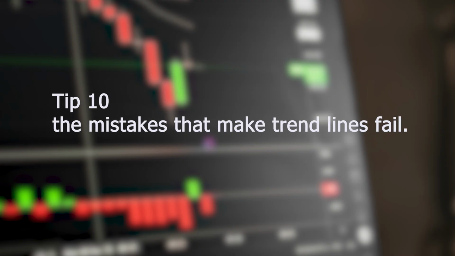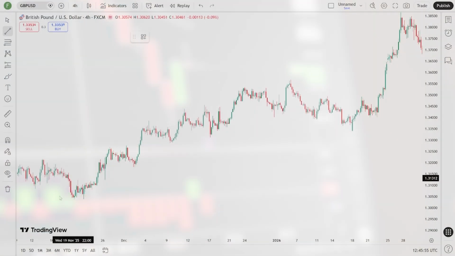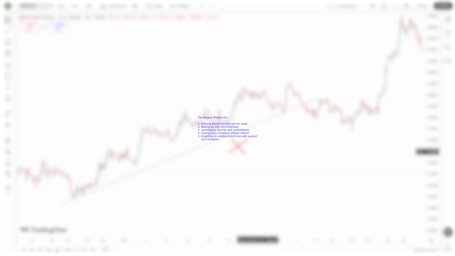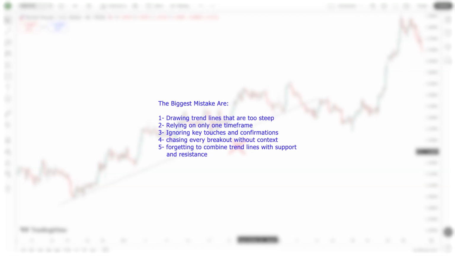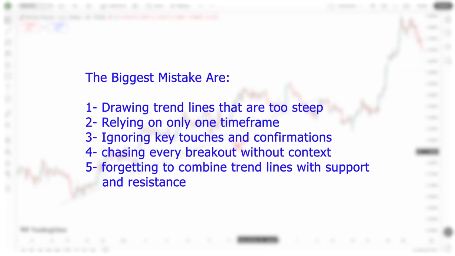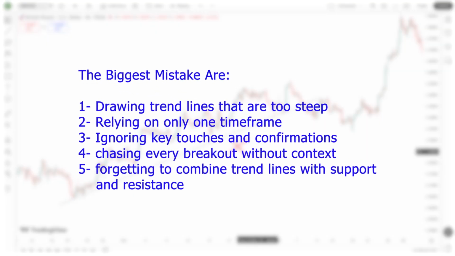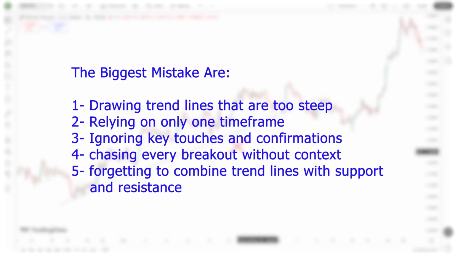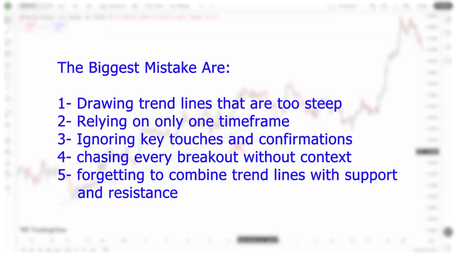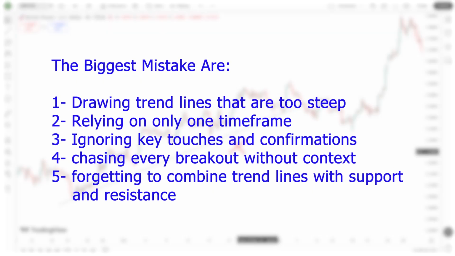Tip 10. The mistakes that make trend lines fail. Most traders don't lose because trend lines don't work. They lose because they use them incorrectly. The biggest mistakes are: 1. Drawing trend lines that are too steep. 2. Relying on only one time frame. 3. Ignoring key touches and confirmations. 4. Chasing every breakout without context. 5. Forgetting to combine trend lines with support and resistance.